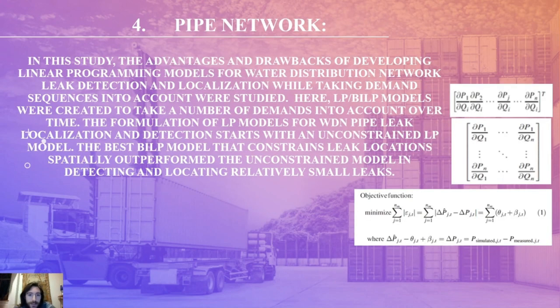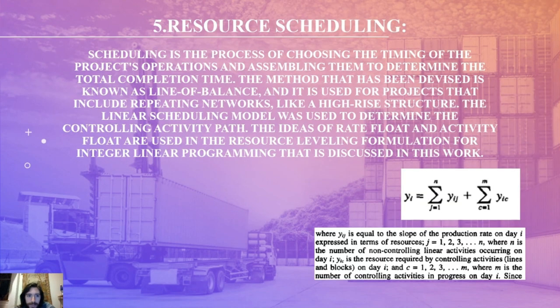Pipe network. In this study, the advantages and drawbacks of developing linear programming models for water distribution network leak detection and localization, while taking demand sequences into account, were studied. Here, LP and BILP models were created to take a number of demands into account over time. The formulation of LP models for WDN pipe leak localization and detection starts with an unconstrained LP model. The best BILP model that constrains leak locations spatially outperformed the unconstrained model in detecting and locating relatively small leaks.